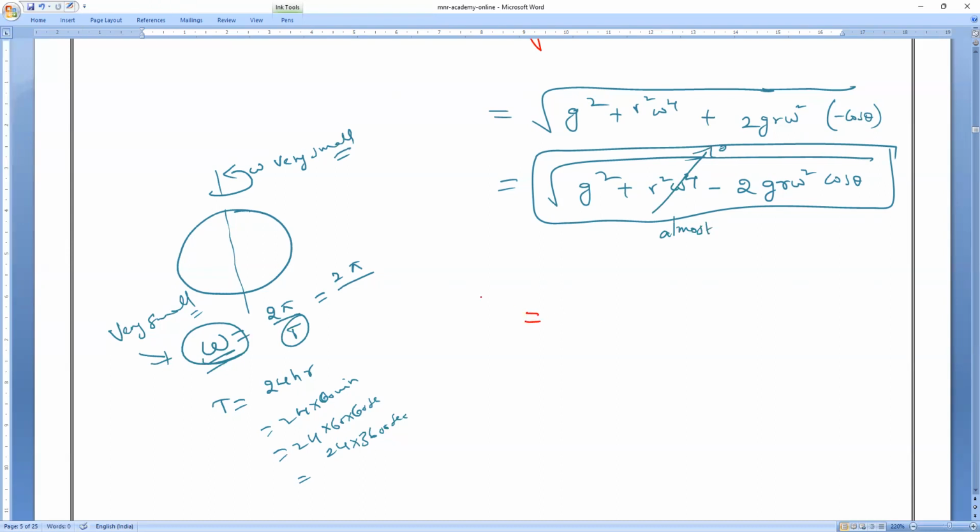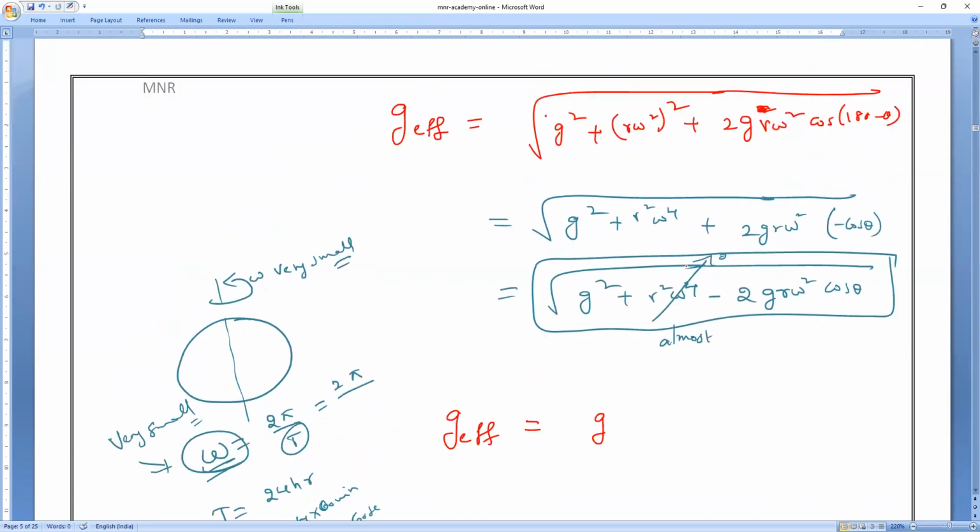Then what is the formula remaining? G effective because of rotation, speak loudly, what is remaining? G into, now you can see, I'll write it.